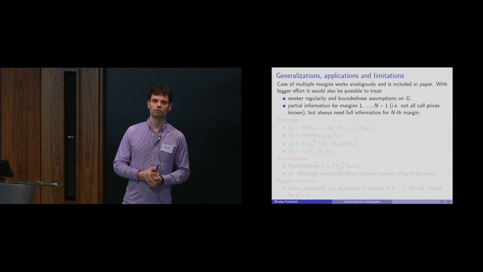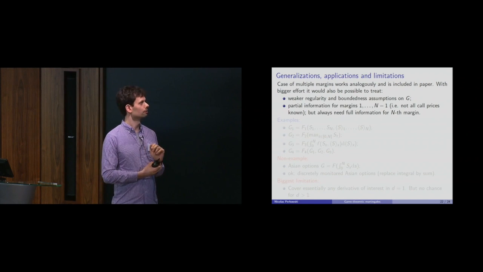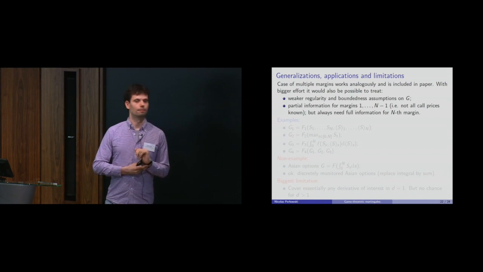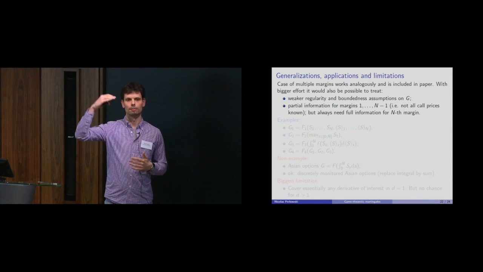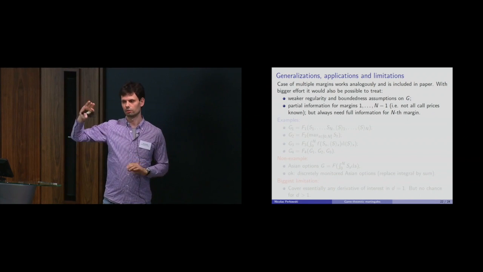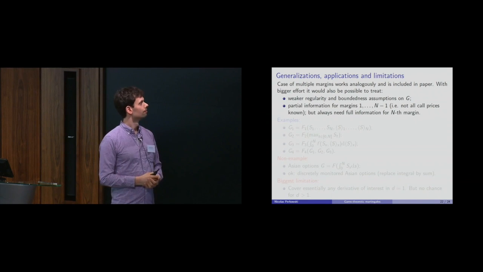From the methods, it should be possible, though I'm no expert on that, to relax the assumptions on G. We didn't have strong assumptions, but it was bounded from above and upper semi-continuous, so you can probably make these weaker if you work harder.